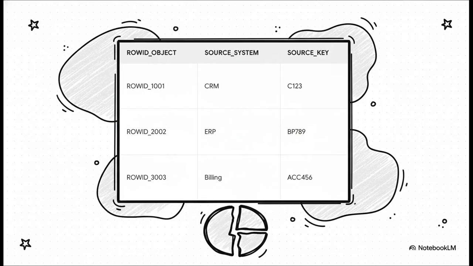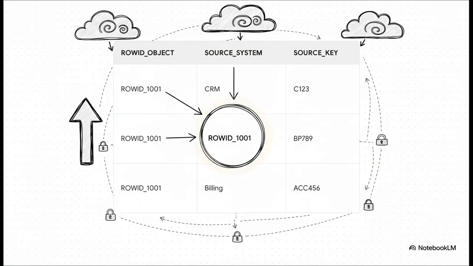So let's look at our XREF table before the matching runs. As you can see, each of our three John Smith records has its own unique MDM identifier. We've got 1001, 2002, and 3003. Right now, the system still sees them as three totally separate people. And boom, this right here is the aha moment.